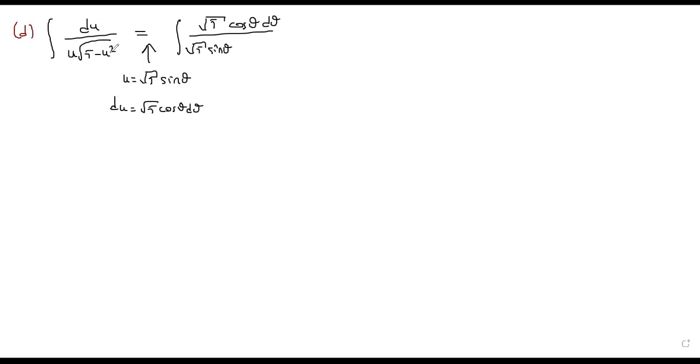And what about this one? If you plug u squared there, you will get 5 sine squared. So we will have square root of 5 cosinus theta. I will not mention that again and again, you know. How do we get that already? So if you simplify them, we will get d theta over sinus.